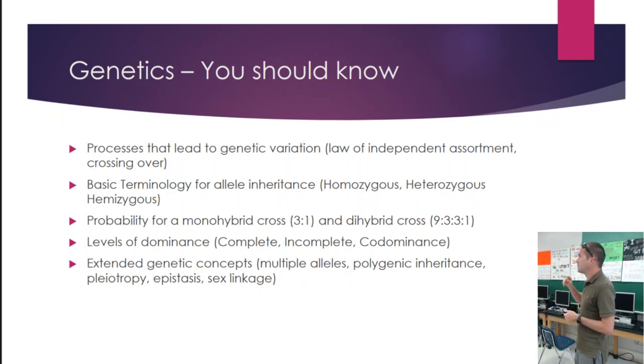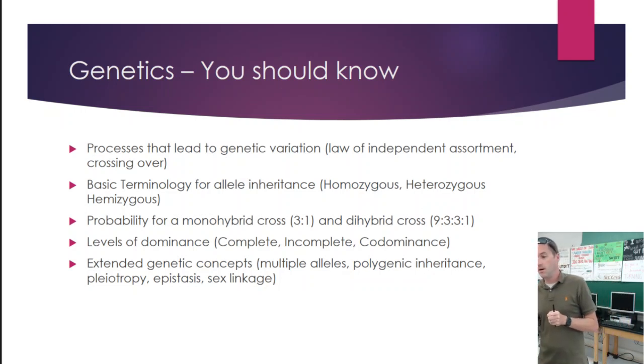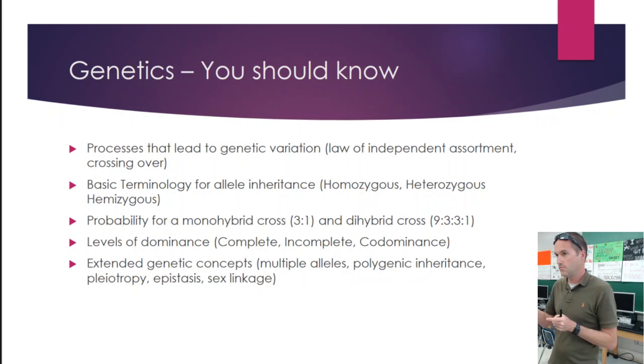Basic terminology for allele inheritance. You got homozygous means you have 2 of the same allele. Heterozygous means you have 1 of each allele. And then hemizygous means that you only have 1 copy of it total. So in the case of sex linkage, males that have XY, if it's carried on the X chromosome, they would only have a single copy, a single allele, and therefore we call them hemizygous for that allele.